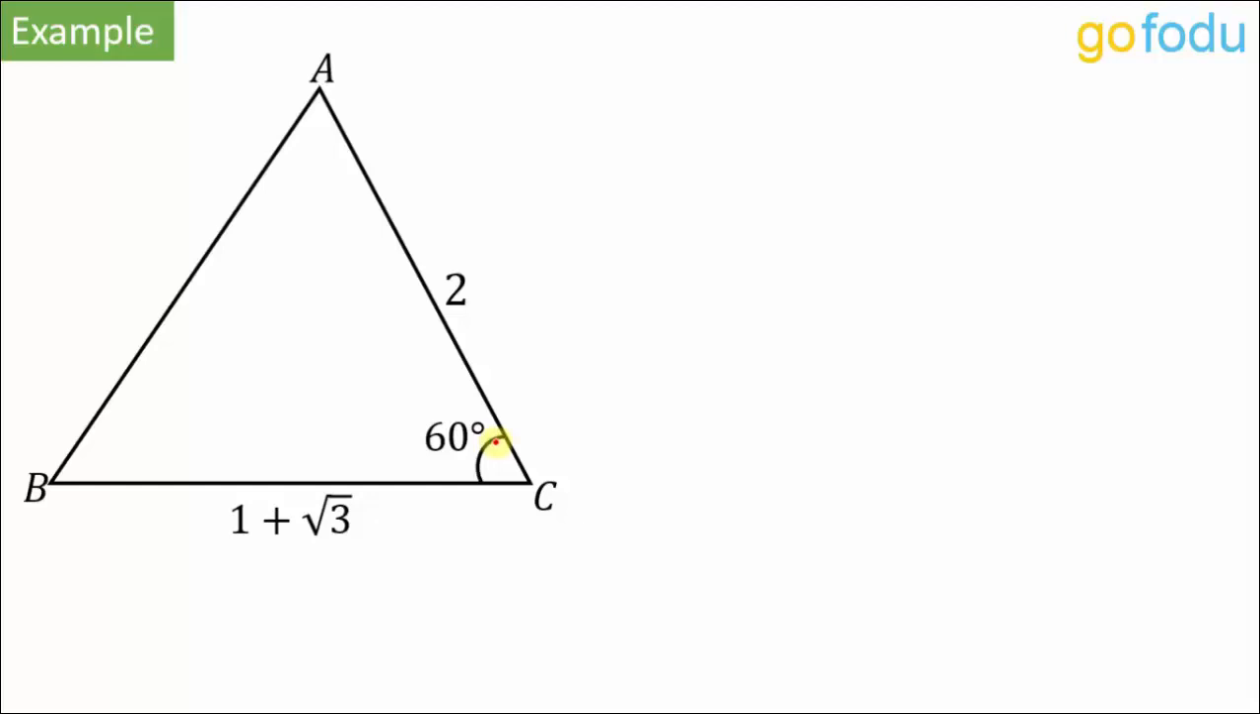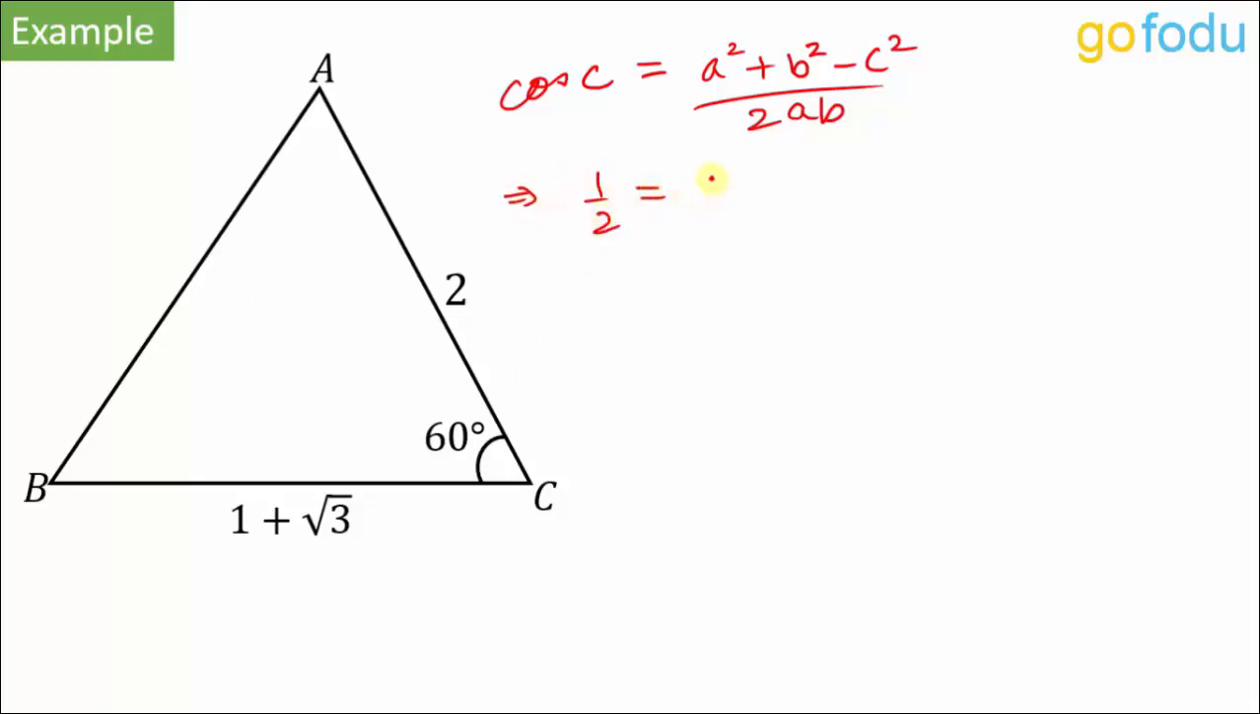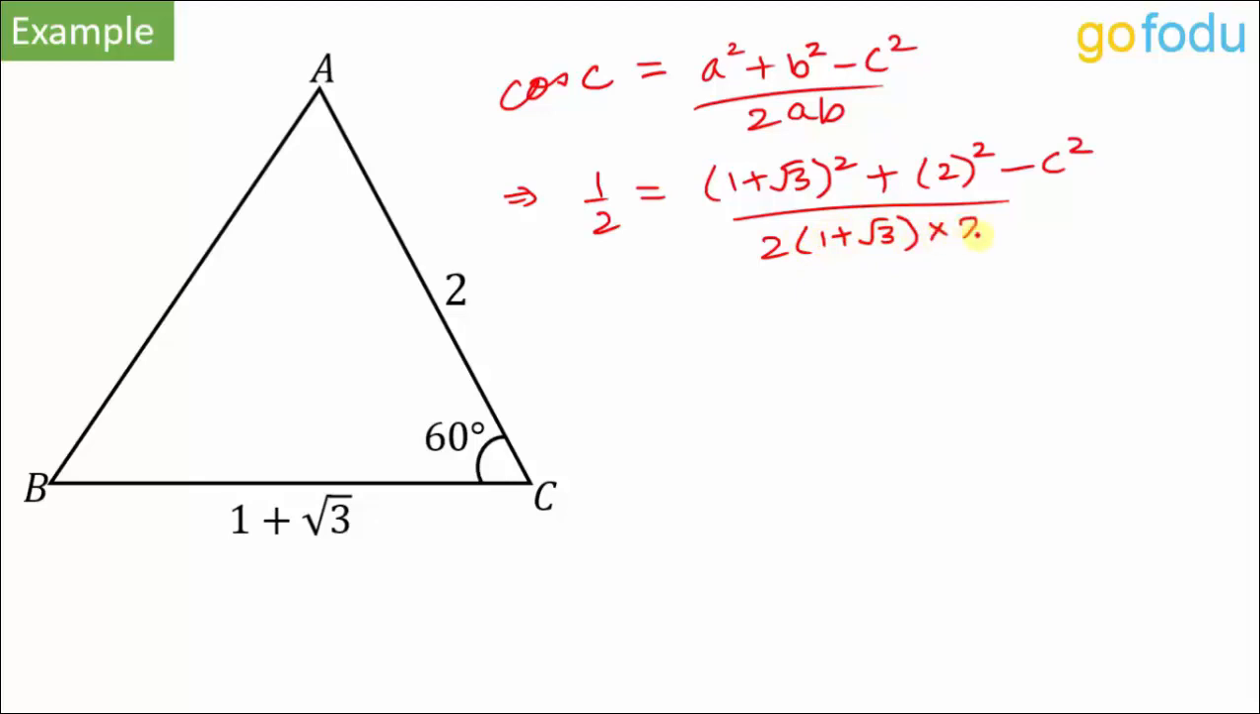Cos C will be equal to a square plus b square minus c square upon twice of ab. Put the values. Cos C, C is 60 degrees, cos of 60 is 1 by 2, that would be equal to a, that is 1 plus root 3 whole square, plus b, that is 2 square, minus c square, upon 2 times 1 plus root 3 into 2.